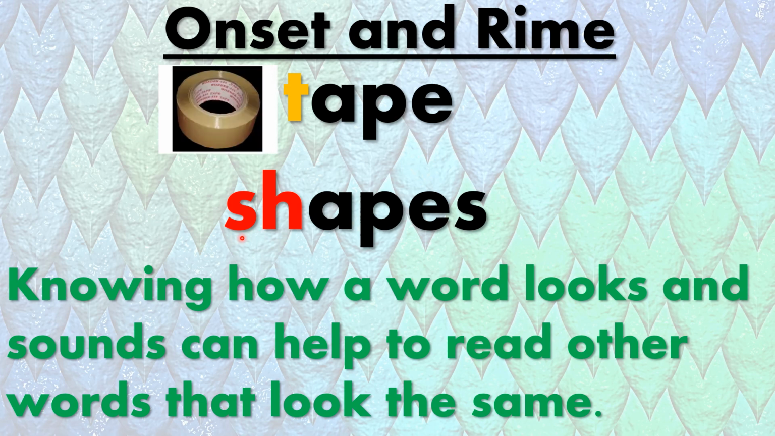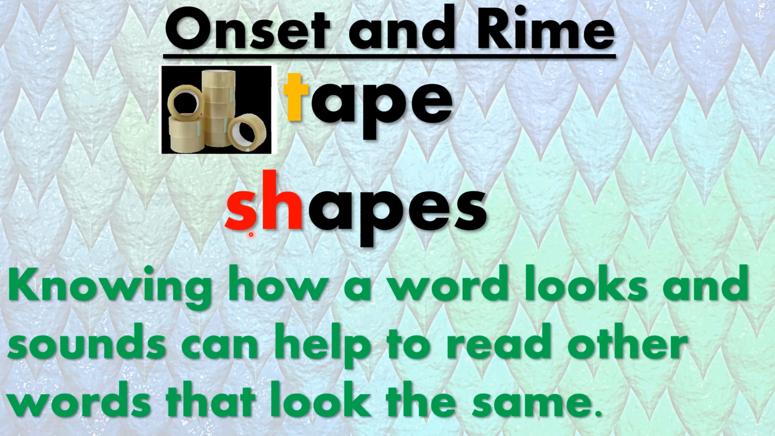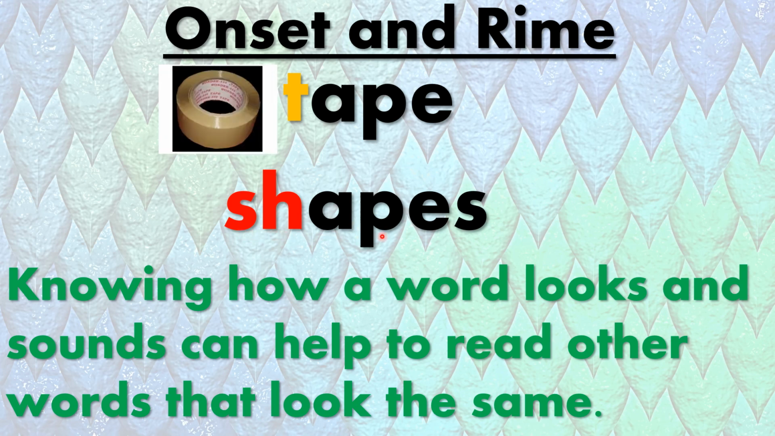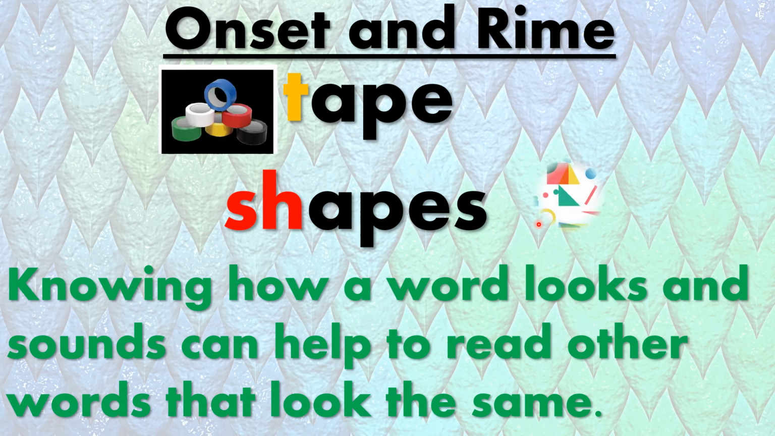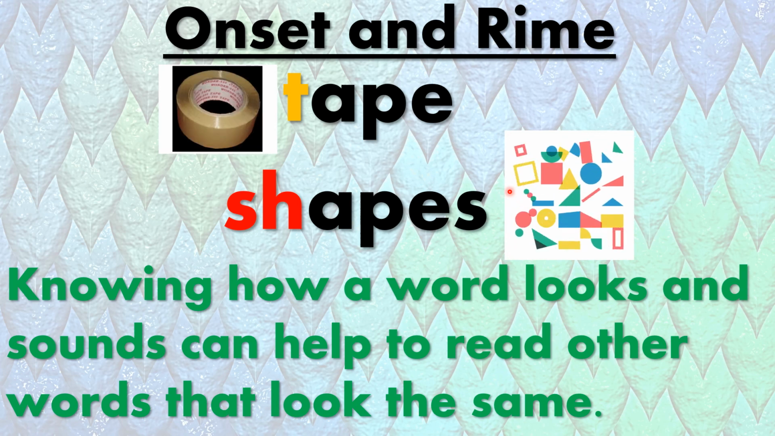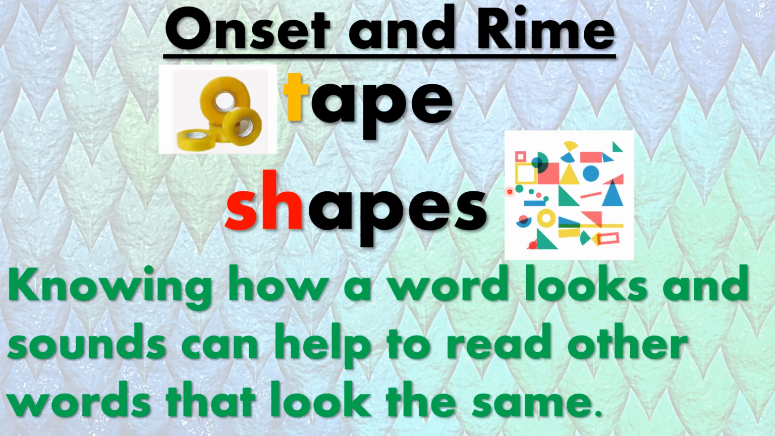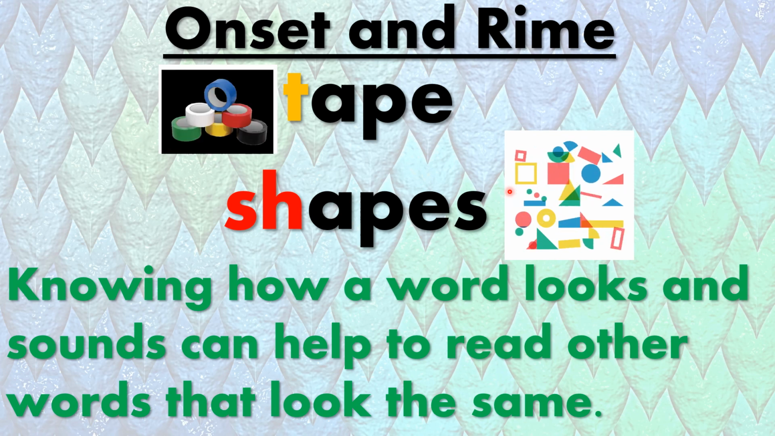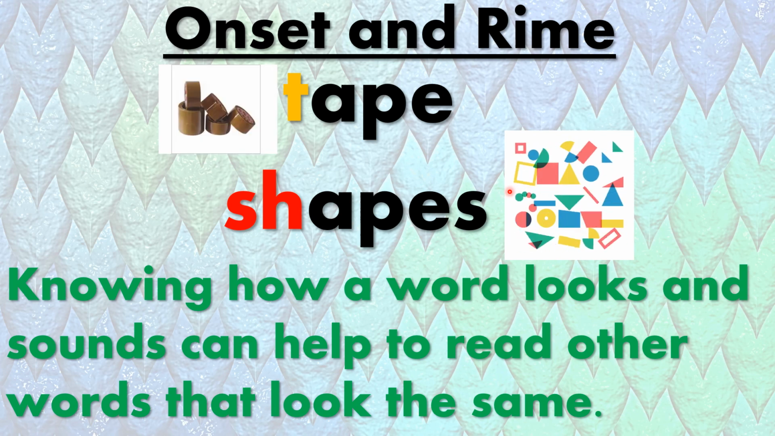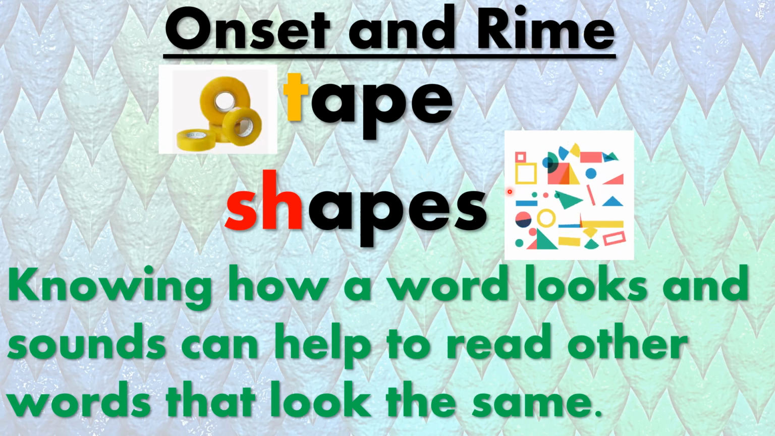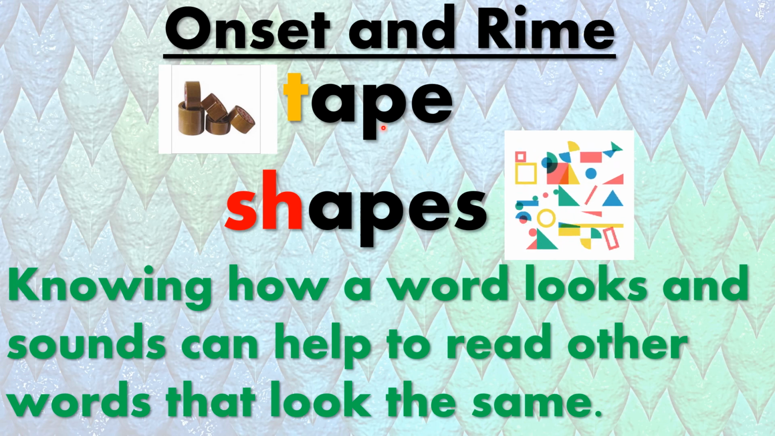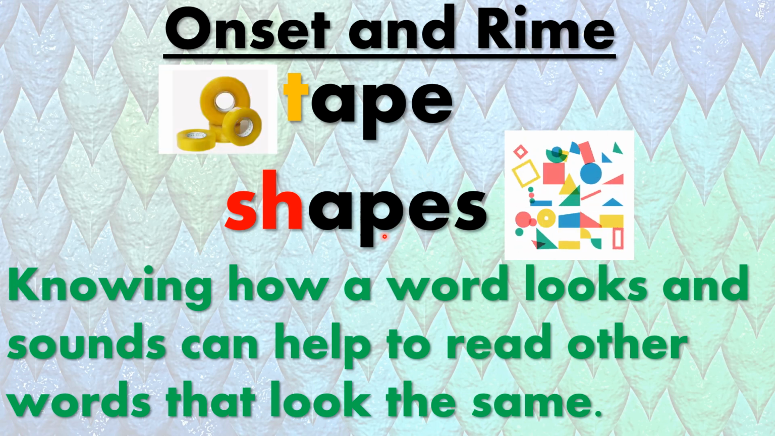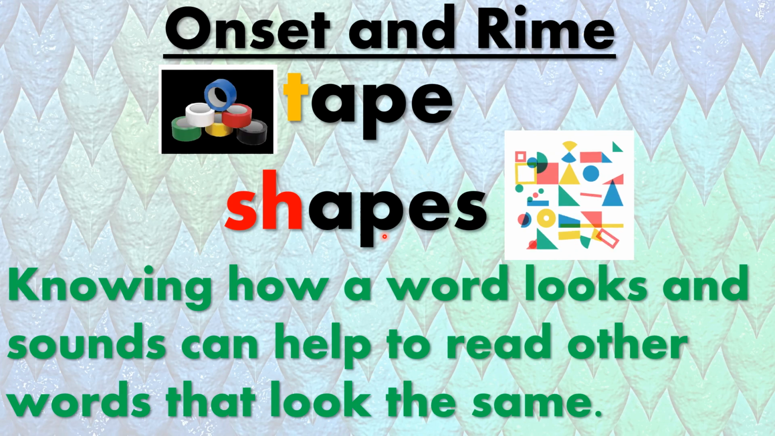Then we add the sound for the first part. SH makes the sound sh, so it's sh, apes, shapes. Oh, it's the word shapes. And here we have some shapes. So if you know what one word looks like, and you can see it in another word, and you know its sound, like the rhyme A-P-E is in both words, then you can learn to read new words.